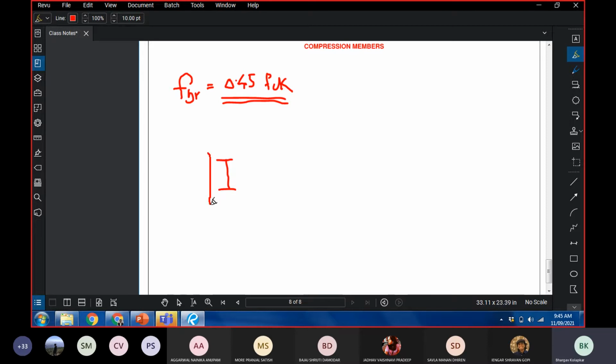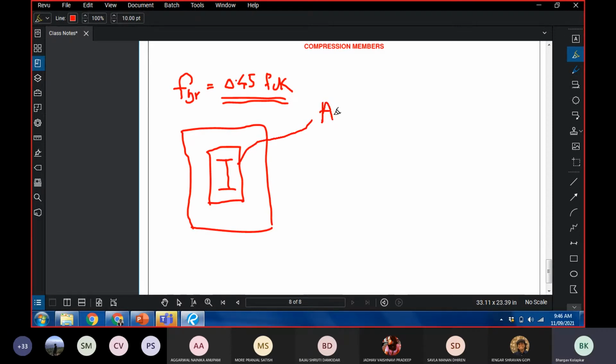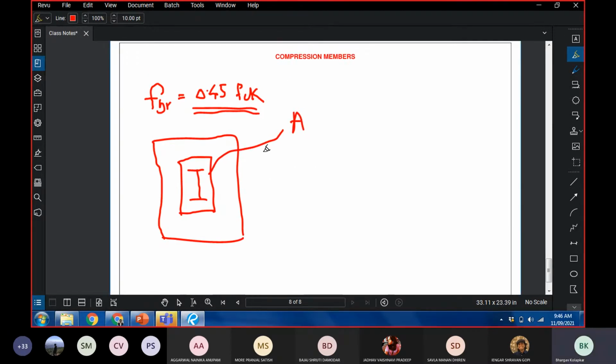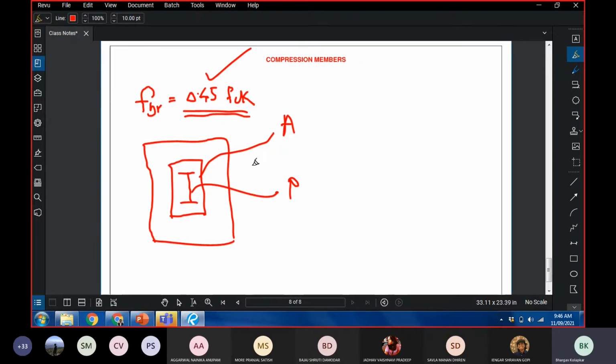So let us say this is our column, which is an I section. Then this is our base plate, and then this is our concrete footing. Now we want to find out what is the area of this base plate. So we have this data, the maximum stress that it can take. Then we also know what is the load that the I section is carrying.